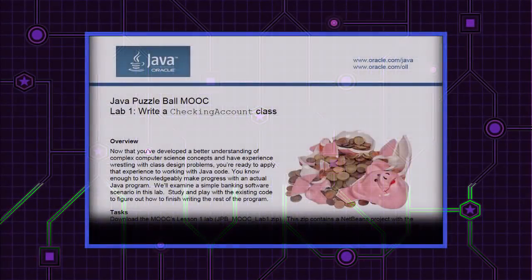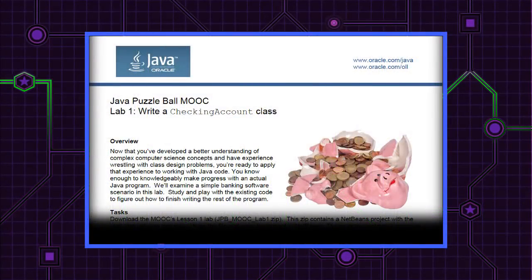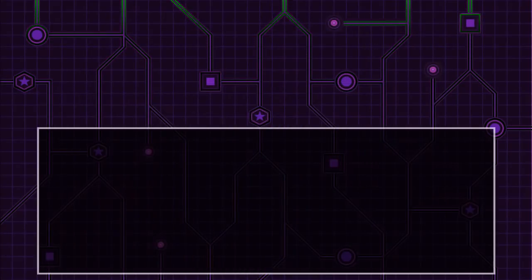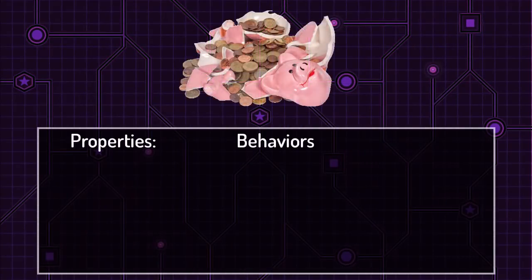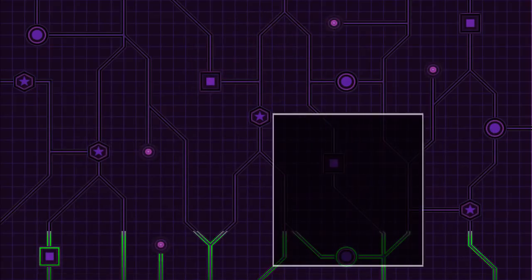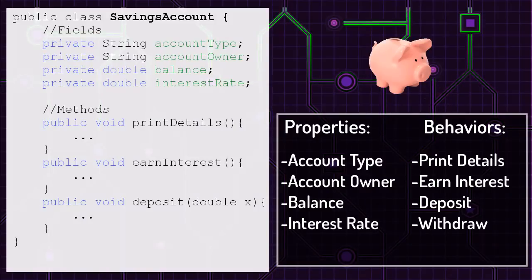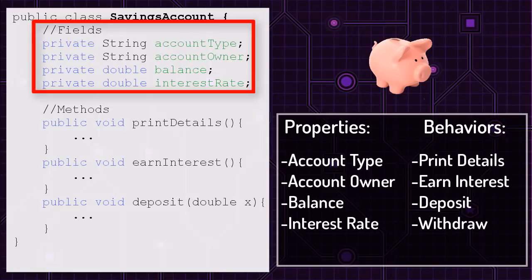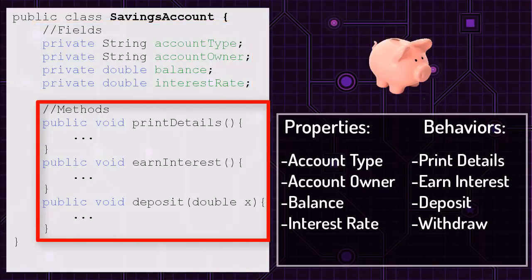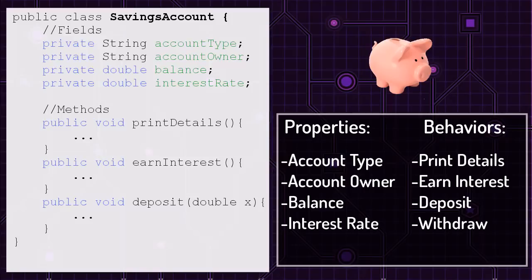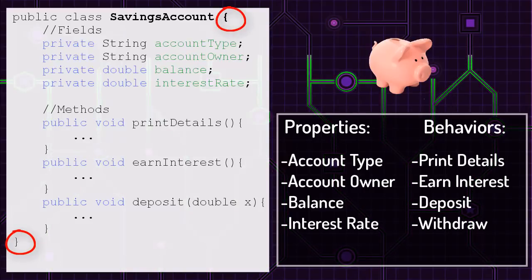Lab 1 is about writing a checking account class. As you work, consider what properties and behaviors are found in a checking account, and how these can be expressed through fields and methods. The remaining part of this lesson will give you tips. In this lab, you're given the code for the savings account class. This class is a blueprint which describes all savings account instances. Fields model the properties of a savings account. Methods model the behaviors or actions a savings account is capable of. The fields and methods of this class are written between these two curly braces.